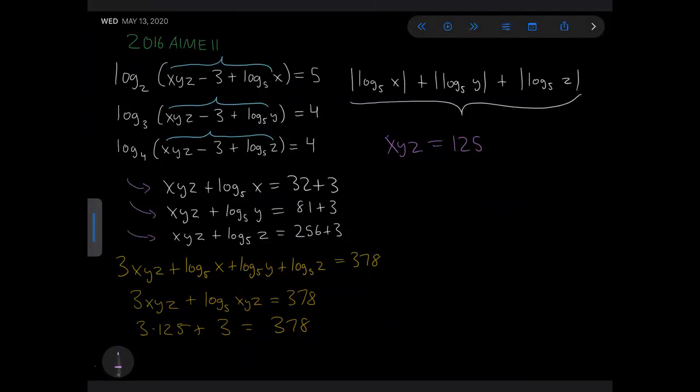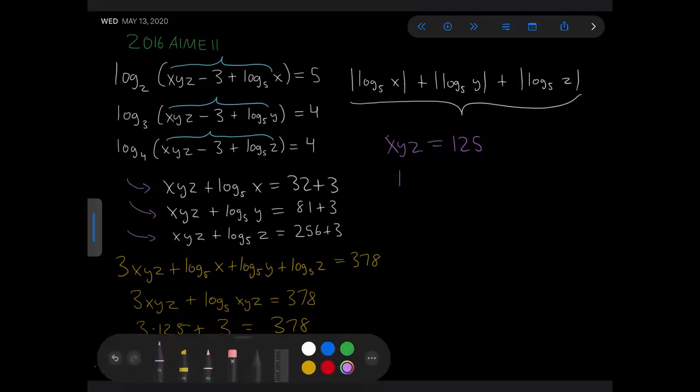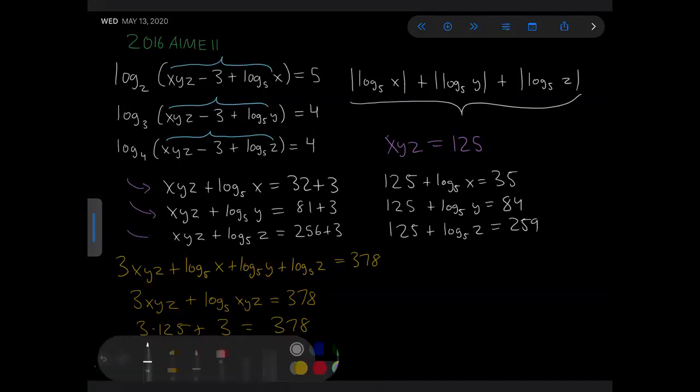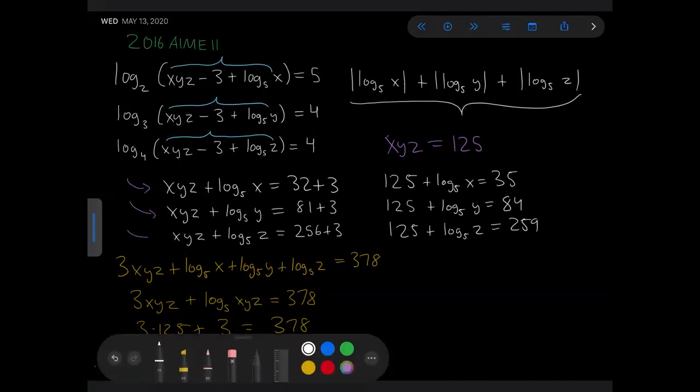All right, let's do that. I'm gonna go back to white for a bit. 125 plus log 5 x is equal to 35. 125 plus log 5 y is equal to 84. 125 plus log 5 y, log 5 z is equal to 259. And from here, you get that log 5 x is equal to negative 90.